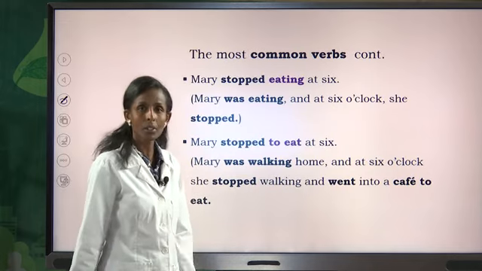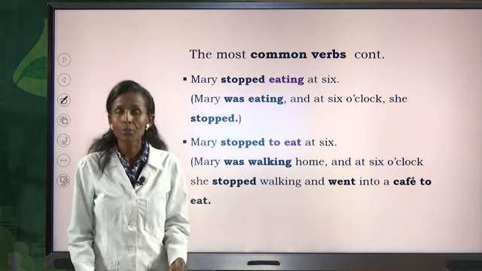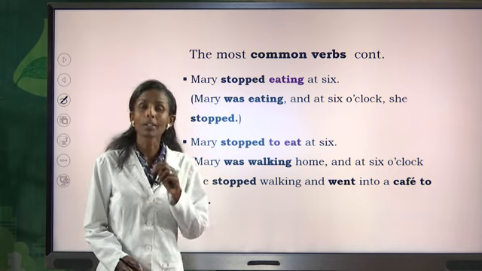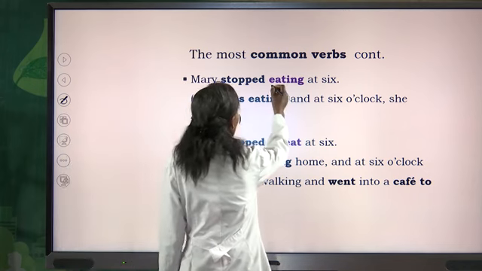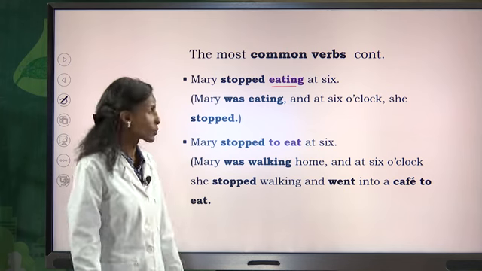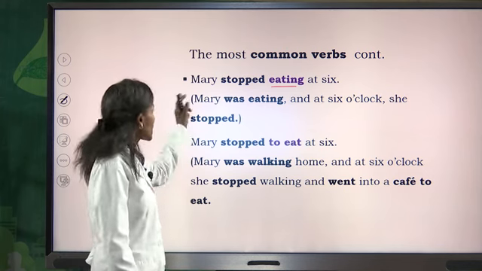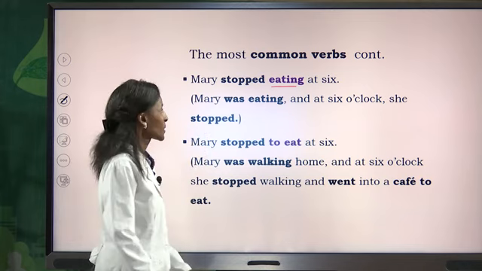Here we have the third category, you see. Verbs which can take either the full infinitive or the gerund with what? Meaning difference. So you pay attention. So, Mary stopped eating at 6. What is the meaning of the sentence when stop is followed by a gerund? This implies the action in the gerund stopped. It stopped, that is it, you see?